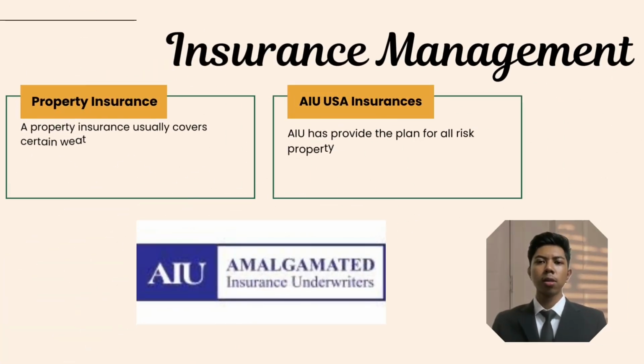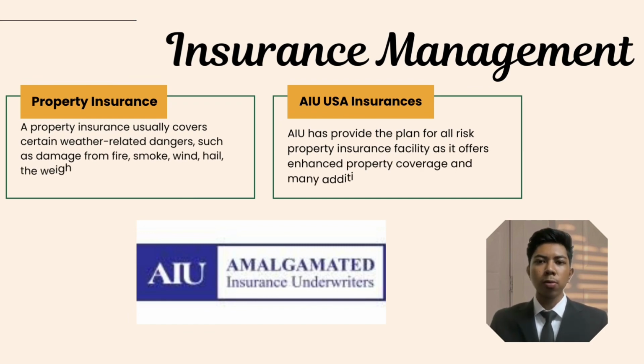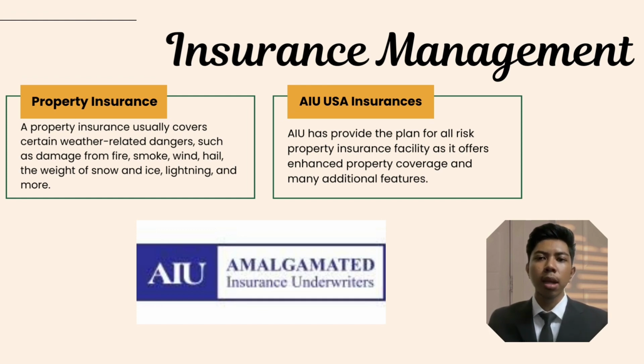Next is insurance management. Why do we need to get insurance? It is because it is one of the methods that will be useful in coping with risk. Property insurance seems to be the type of insurance that we would like to use. Property insurance usually covers certain weather-related dangers such as damage from fire, smoke, wind, hail, the weight of snow and ice, lightning and much more. Vandalism and theft are also covered by property insurance, which protects both the building and its content.